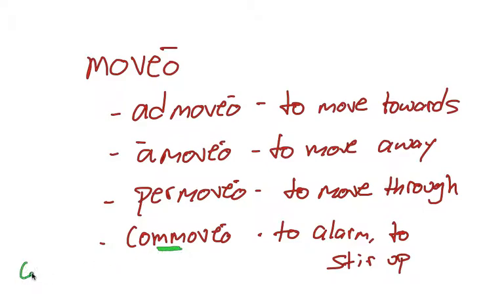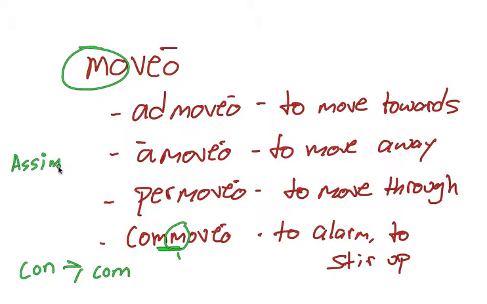Okay, and notice that instead of conmoveo, it's commoveo. So what happens is instead of the con, it changes to a com because the first letter of the verb is an m. That is what's known as assimilation. Okay, so when the last letter of the preposition or the prefix drops out and becomes the same as the first letter of the verb. That's a really common thing to see in Latin compounds.